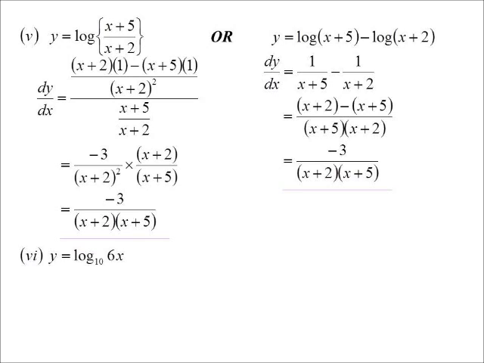So here's one where the base is not a natural base, it's base 10. But as I say, it's just the same. Derivative over the function, so 6 over 6x, but we also multiply by the natural log of the base, so we get log 10 on the bottom.